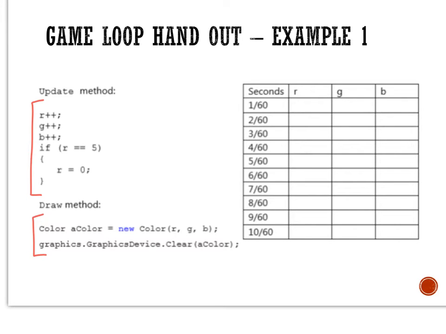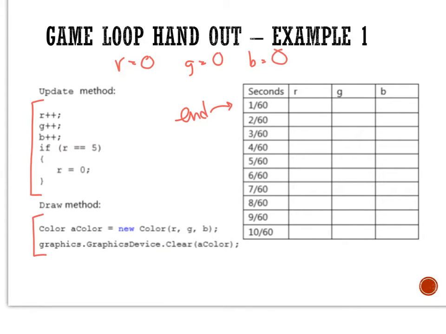So basically what I want to see in these columns here is what red, green, and blue are equal to at the end of every run of update. So this is at the end. I'm not asking for what they're equal to at the beginning. I'm saying at the end of the first 60th of a second, what are red, green, and blue equal to? At the end of 2/60th of a second, what are red, green, and blue equal to? So if we start, and this is an example in your instructions at the very top, we know that to start, red, green, and blue are equal to 0, 0, and 0.